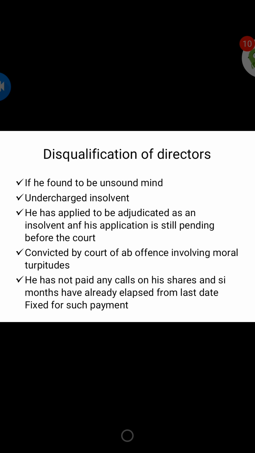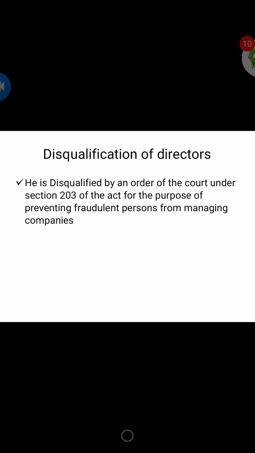Or if he has been convicted for doing something immoral, or he has not paid for the qualification shares and 6 months have already passed from the last date fixed for such payment. Or he is disqualified by an order of court under Section 203 of the Act, for the purpose of preventing a fraudulent person from managing a company.